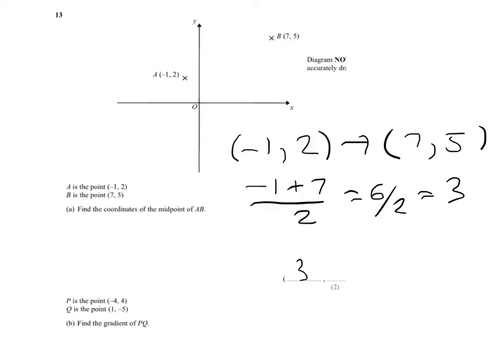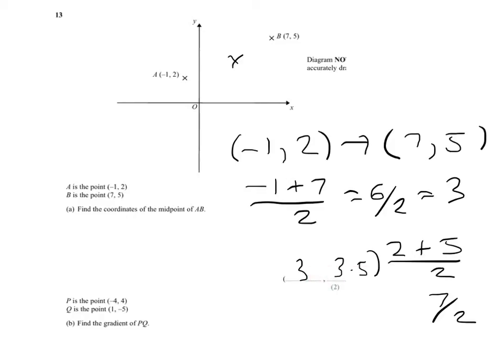For the y coordinates, we've got to see how far up we went and then halve that for the midpoint. So for y, we've started at the point 2 and we've gone up to 5. So from 2 plus 5, we need to divide that by 2. 2 plus 5 is 7. 7/2 is 3.5. So our midpoint, which would be about here, is at the coordinates 3, 3.5.